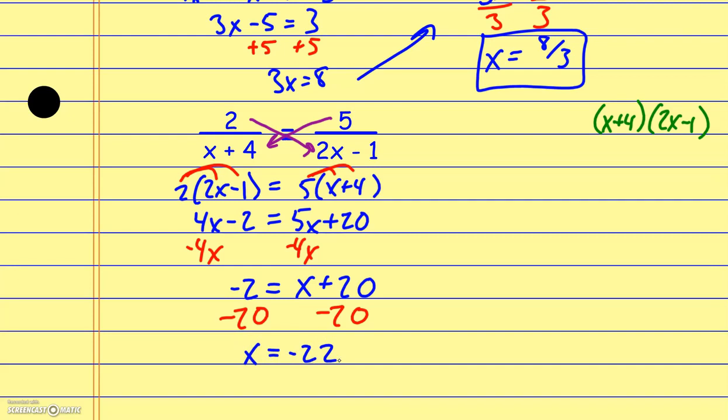Okay? And so I check. I look at this. If I look at the domain restrictions that would result from each of these denominators, I'd find out that x can't equal a negative 4, and x can't equal a positive 1/2. And since that negative 22 is neither of those, it means that this is a valid solution. Okay?